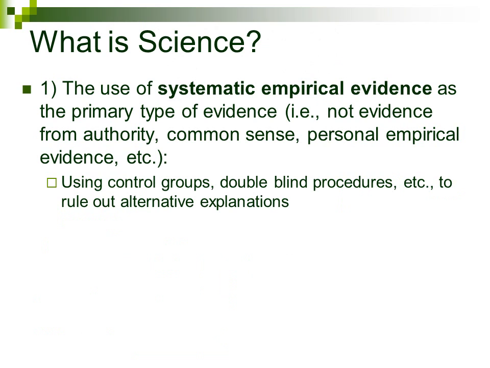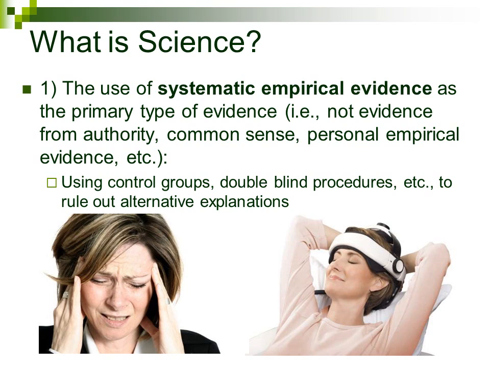The third characteristic of systematic empirical evidence is using control groups, double-blind procedures, etc., to rule out alternative explanations. So think of how we might study the effectiveness of using magnets to treat headaches using systematic empirical evidence versus personal empirical evidence. Using personal empirical evidence, you might get 10 friends to put magnets on their head and then have them tell you whether they feel better. If 60% of your friends did feel better, can you really conclude that the magnets were effective at treating their headaches? Well, no, because of things like the placebo effect, spontaneous remission, etc., that we've been talking about this semester.